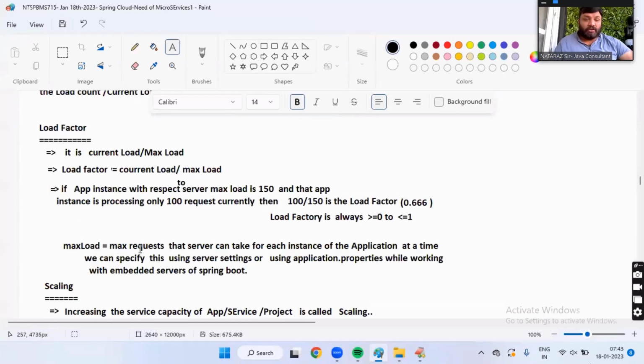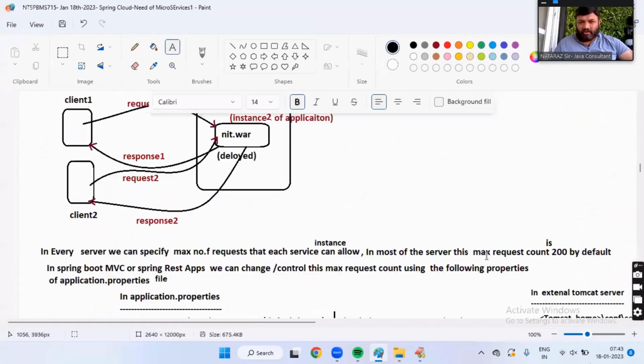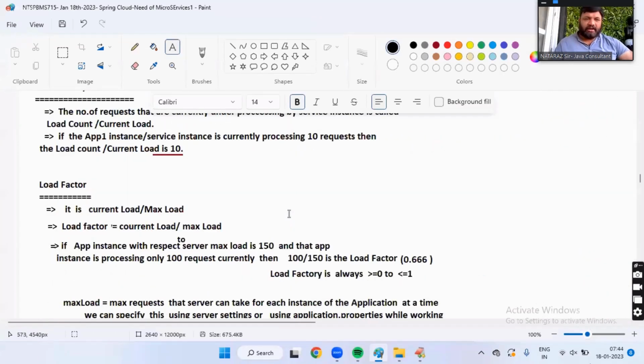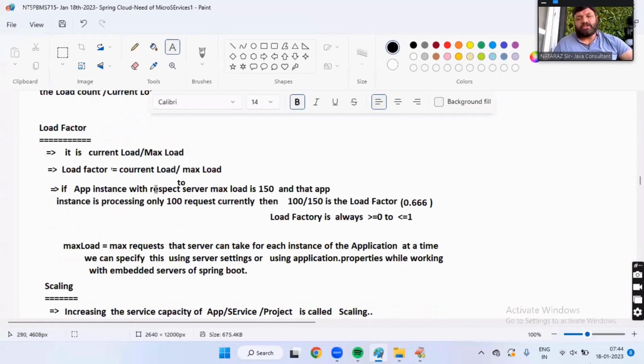Max load is equal to the max requests that a server can take for each instance of the application at a time. We can specify this using server settings or using application.properties while working with embedded servers of Spring Boot, or with external server settings. Just now I have shown what to do if it is an external Tomcat, how to increase the max request count. I think you understood what is load factor, guys.